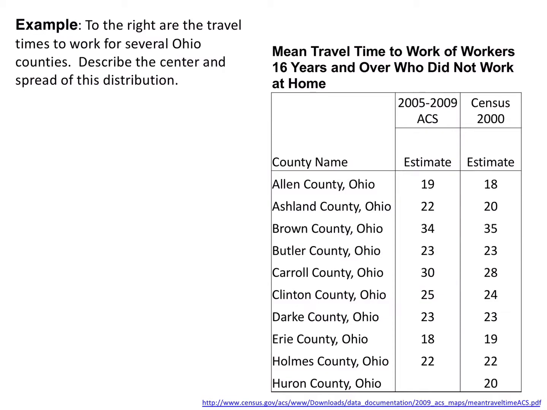All right, so our next goal, once we've organized our data and maybe displayed it in something like a histogram, our next goal is to describe the data with some numbers that describe it. So things that describe center and the spread. So for example, here I've got some data from the 2000 census and from the 2005-2009 American Community Survey for mean travel time to work for workers.